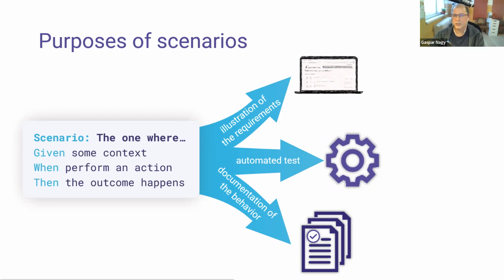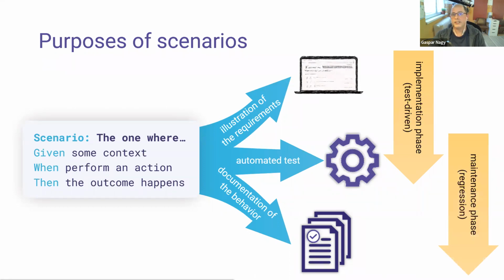And if you think about that, you will see that they are somewhat used in different phases of the development cycle. Obviously, the first two, the illustration of the requirements and automated test, are more important when you are developing, when you are implementing the application, so in the implementation phase, and it shows some sort of test-driven approach that you might have heard of, for example, with test-driven development.